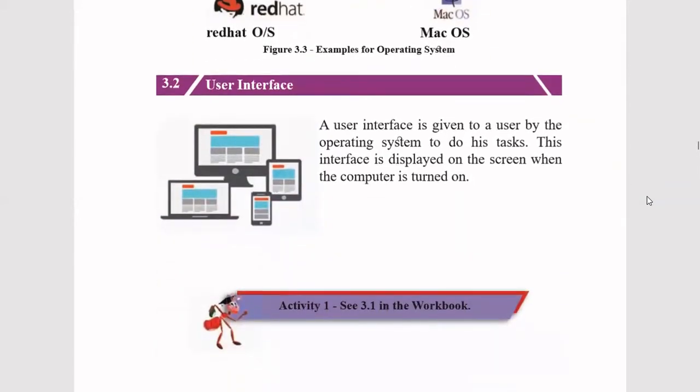Next thing we are going to talk about is the user interface. The user is given a user interface where the user can operate the computer. That is basically the displayed screen when you switch on the computer. It will have icons, windows, and all these things if you're using the Windows operating system. That's the main screen you see.